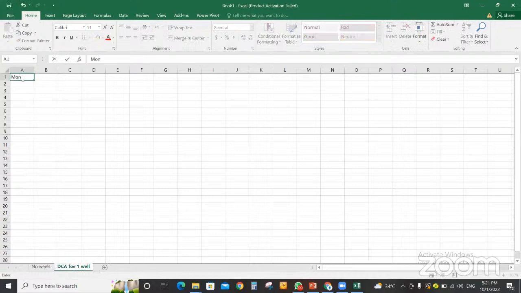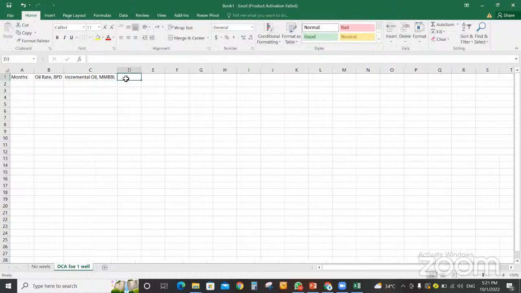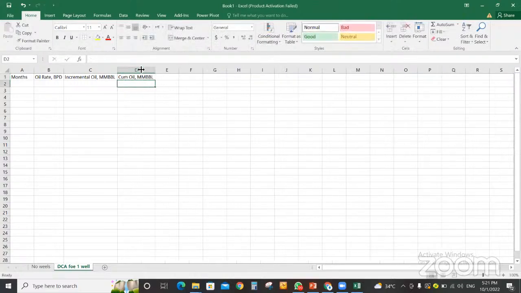The first column will be the months. The second column will be the oil rate, the oil production rate, in barrels per day. The third column will be the amount of oil that will be produced through one month, which we will call incremental oil. It will be in units of million barrels. And the fourth column will be the cumulative oil production. It will also be in million barrels. It should be million standard oil barrels.